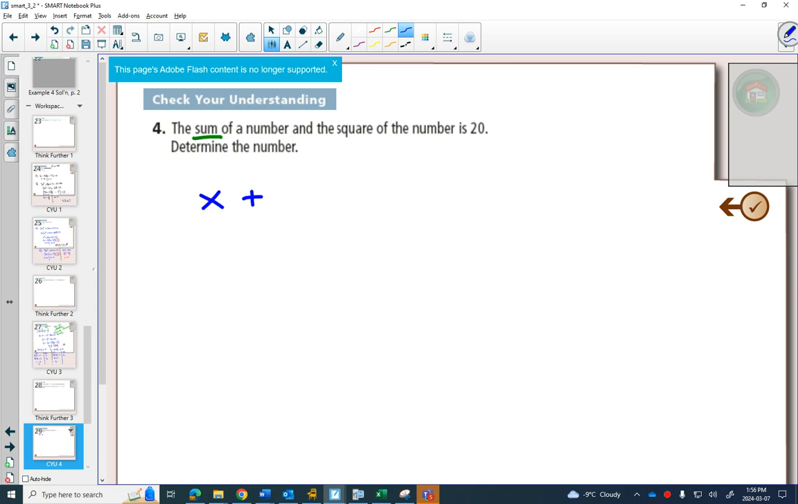Now, is the square of the number this or this? Which one is it? The first one, right? You square something, that means multiply by itself. The other one, what would the word be if I had the other one? Square root of a number. So it's going to be x plus x squared, that's the sum, is equal to 20.